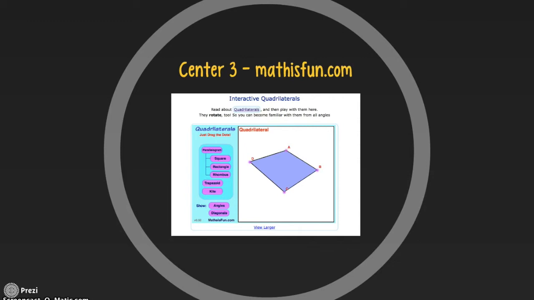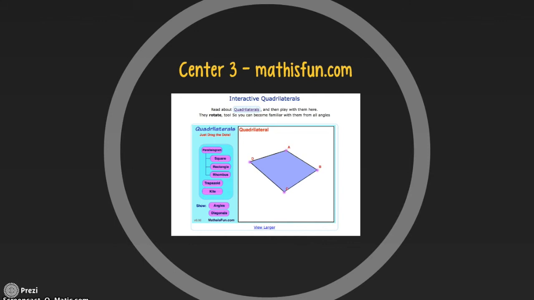The next station was a series of laptops set up to this website called mathisfun.com, and there was an interactive program where students could actually drag the 4 vertices of a quadrilateral to make various different types of quadrilaterals. Students started exploring the website itself, and they were finding different resources about quadrilaterals and sharing them with each other.